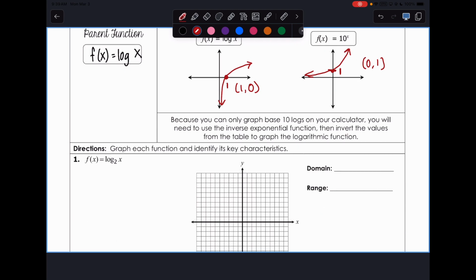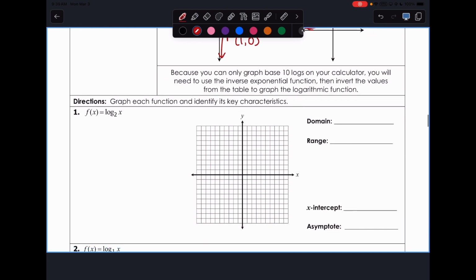Because you can graph base 10 logs on your calculator, you will need to use the inverse exponential function, then invert the values from the table to the graph for the logarithmic function. So you have to make 2 tables every time. One is going to be the exponential function first, and then you're going to change it to the log function by inverting the x and y from the exponential.